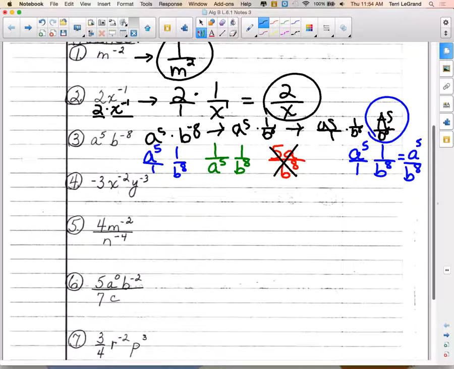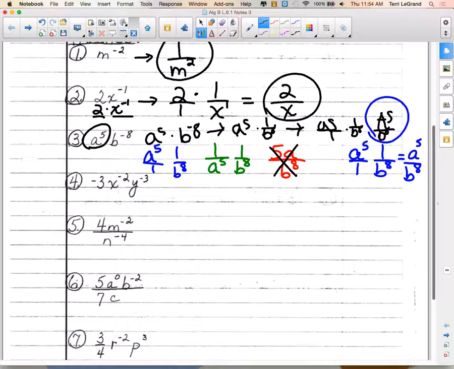Okay, how about this one right here? What happened here that should not have happened? You didn't finish it? 5 over 1. Well, but a to the 5th is downstairs. So what's wrong with it? It's not negative. It was not a negative power, was it? So if it's not a negative power, are we going to mess with it?